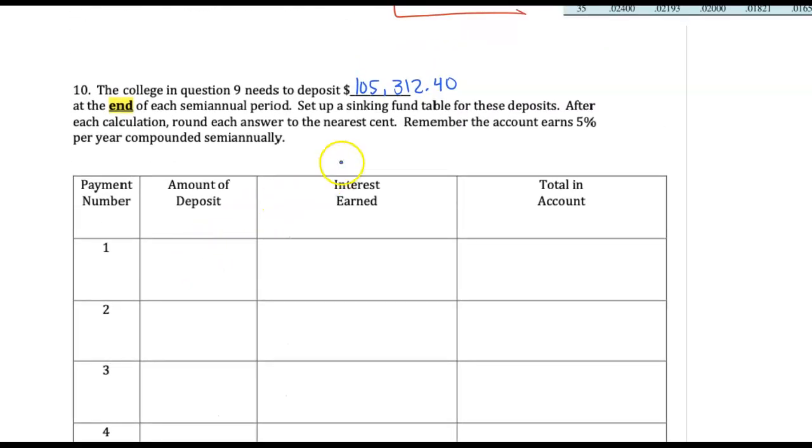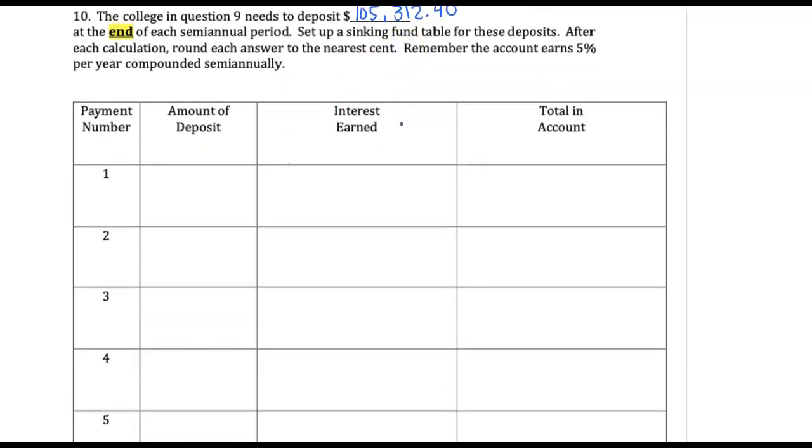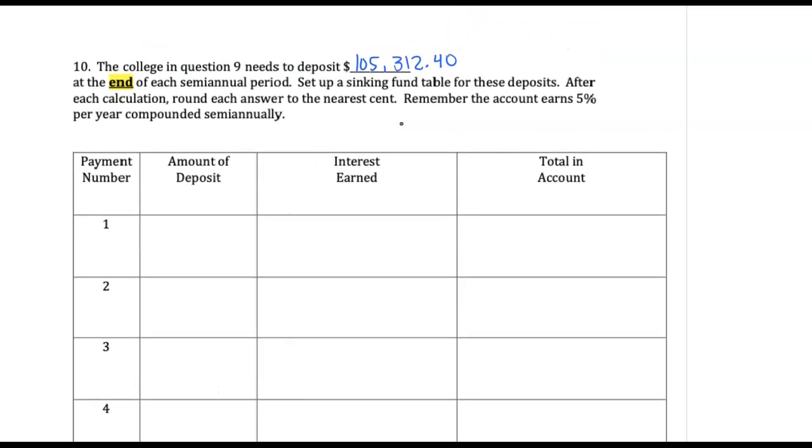Set up a sinking fund table. So this is our table. For the deposits, after each calculation, round your answer to the nearest cent, which is 2 decimal places. Remember from previously that the account earns 5% for the year, but it's compounded semi-annually. Okay, so here with row 1, the amount of deposit is $105,312.40. That was told to us.